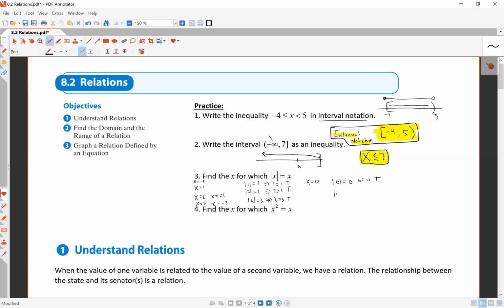But when I start putting in the negative numbers, absolute value of -1, is that -1? No, because the left side's 1 and the right side's -1. No matter what, if we put in a negative number, the absolute value is positive, the right side's negative, they're false. So all of the x values for which absolute value of x is x, we say that absolute value of x is equal to x if x is greater than or equal to 0. Those are the x values for which the absolute value of x is equal to x.